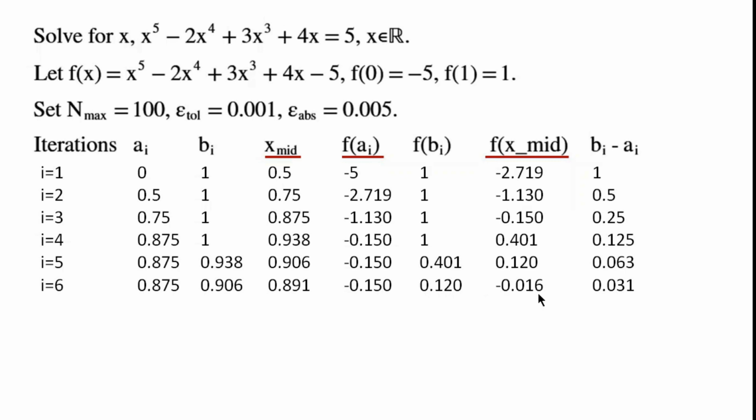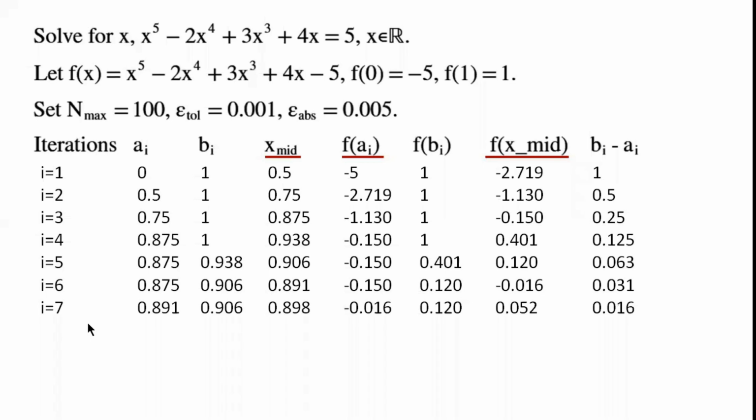The modulus of f of x mid is much greater than epsilon tau. The modulus of bi minus ai is much greater than epsilon abs. We can see that f of ai and f of x mid have the same signs, so the roots must be in the interval x mid bi.